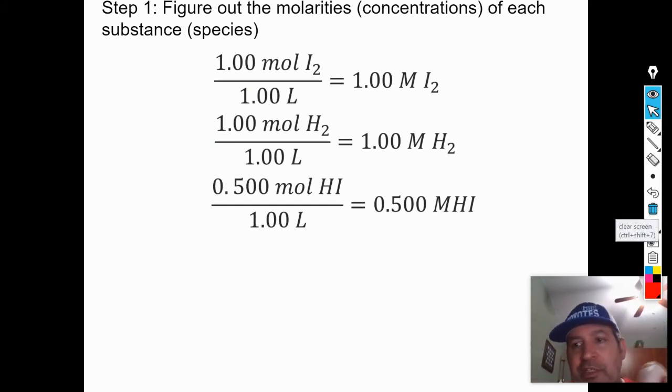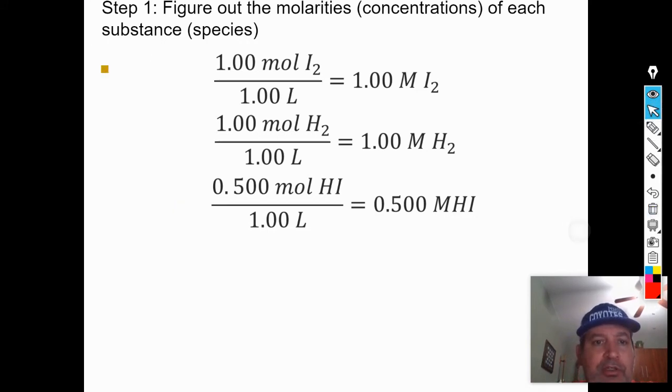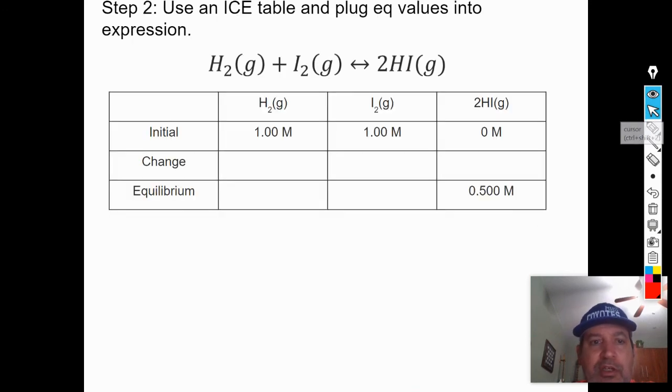So we've got the iodine checked off here. We've got the H2 here, and we've got the hydrogen iodide checked off there. So we have all of our amounts. That's the first thing you want to do, and follow these steps when you're doing practice problems. It really helps.